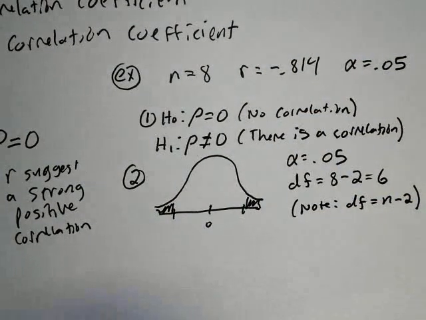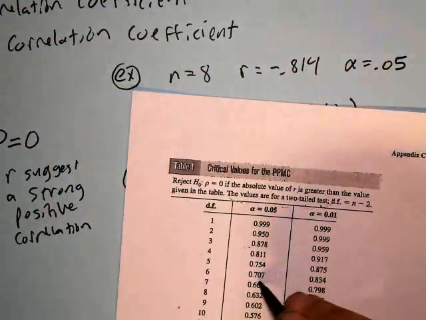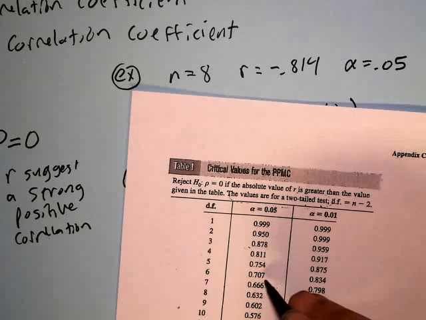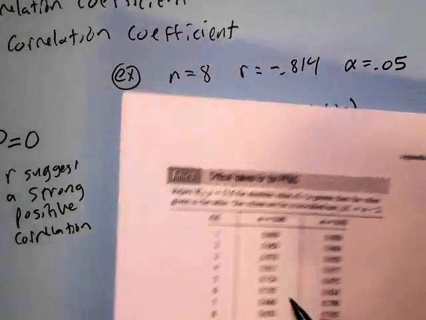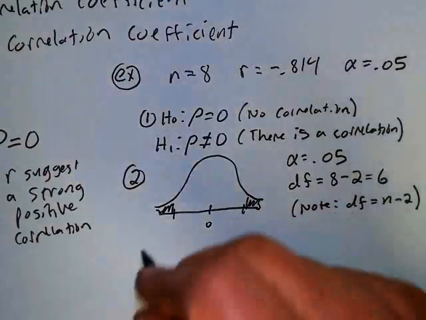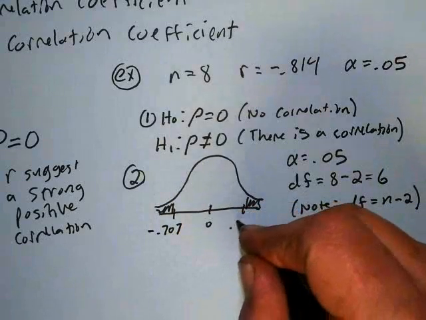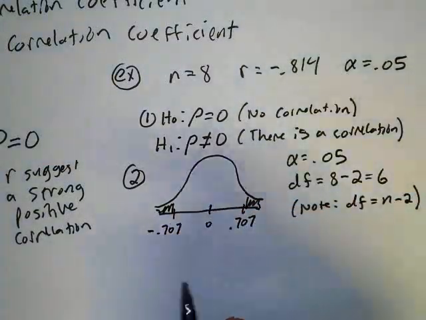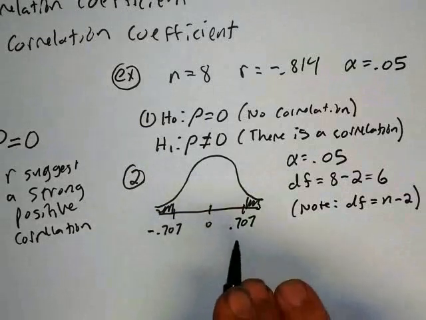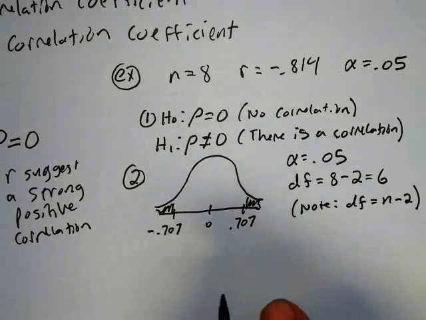Okay, you're going to go to alpha equals 0.05, 6 degrees of freedom, and you get this particular critical value. It's 0.707. So this is negative 0.707, and this is 0.707. Now notice these are not critical z-scores anymore. You can think of these as critical R scores if you want to.